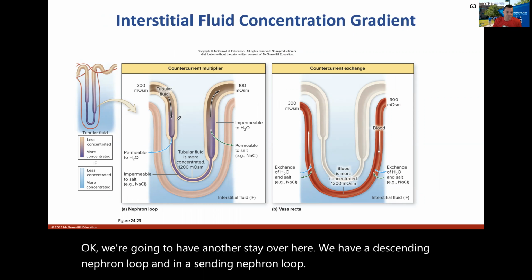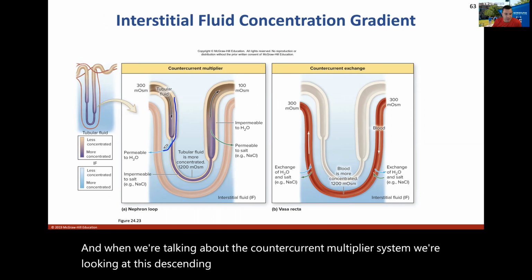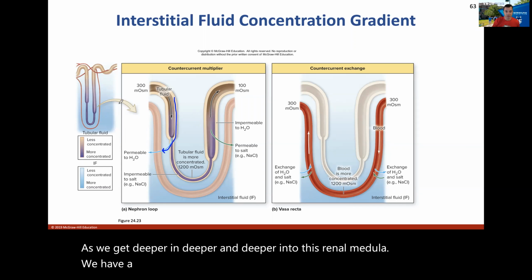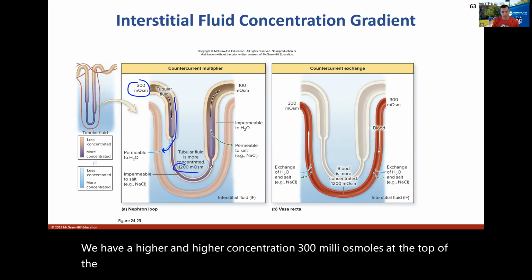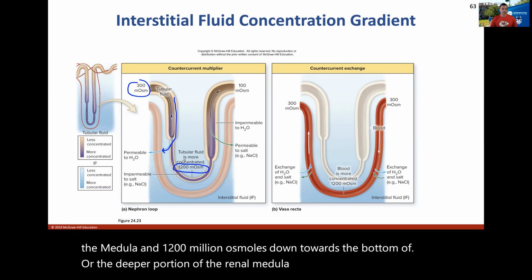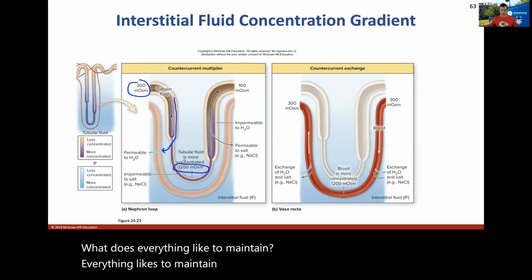And when we're talking about the countercurrent multiplier system, we are looking at this descending limb is a heck of a lot more permeable to water. As we get deeper and deeper and deeper into this renal medulla, we have a higher and higher concentration. 300 milliosmoles at the top of the medulla and 1200 milliosmoles down towards the bottom of, or the deeper portion of the renal medulla. What does everything like to maintain? Everything likes to maintain equilibrium, right? That's the goal of everything.